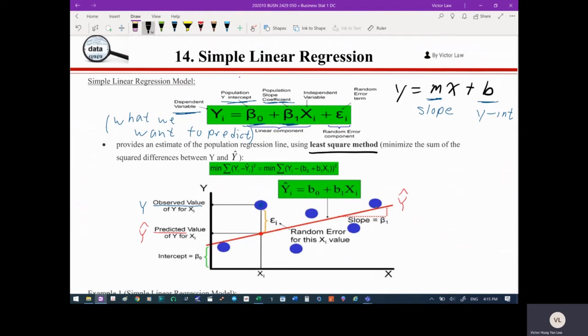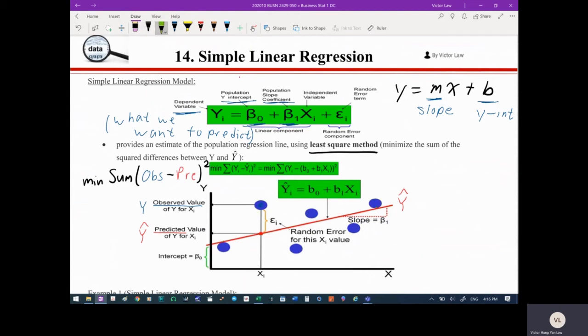So blue dot is the observed value, and y hat is your predicted value. What we're trying to do is minimize the sum of the square difference between the observed and the predicted.